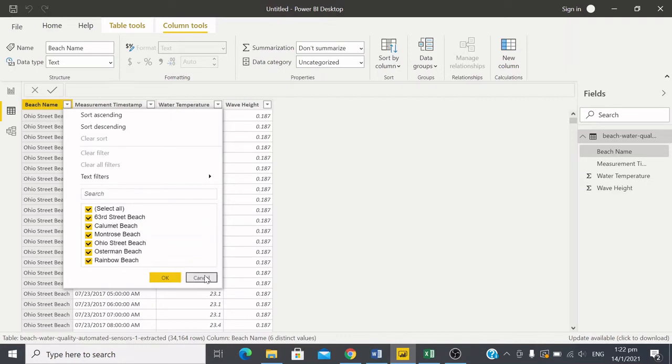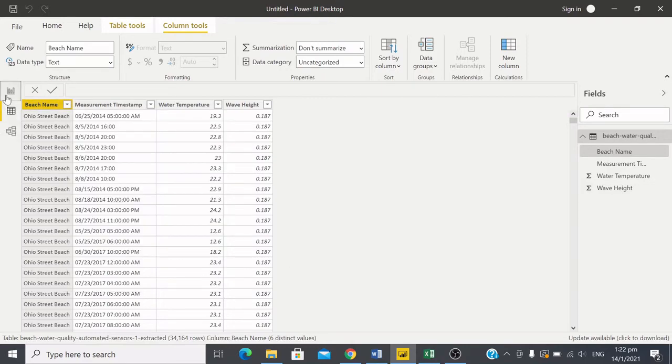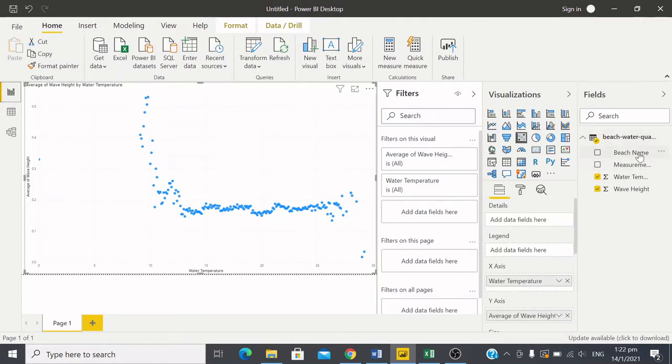So the question is, what is the relationship of the wave heights with regard to the temperature for each one of them? Can we split the data by category? Yes, we can. We can take the beach name here and put it in the legend.